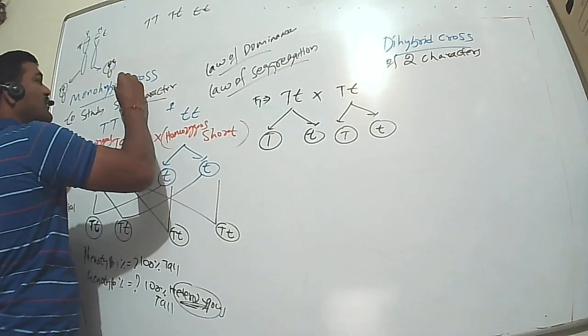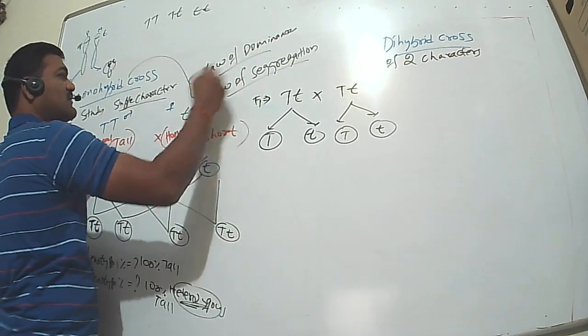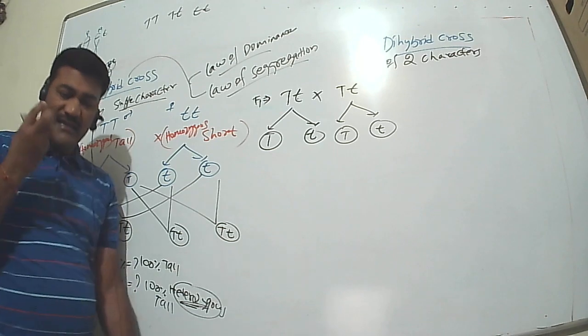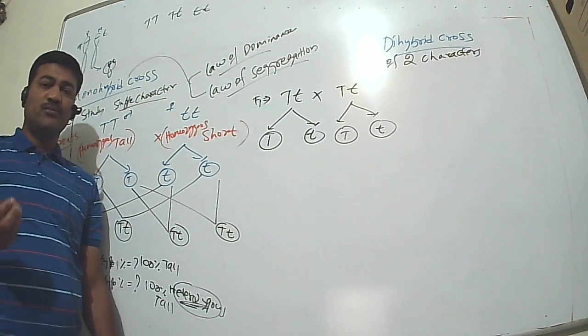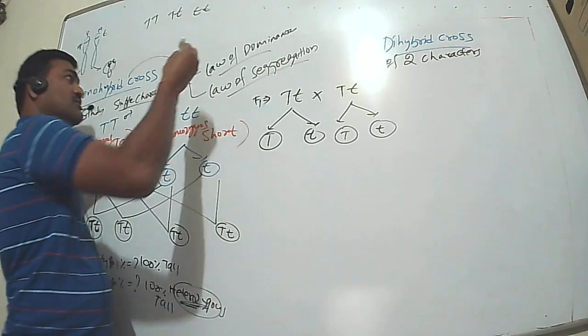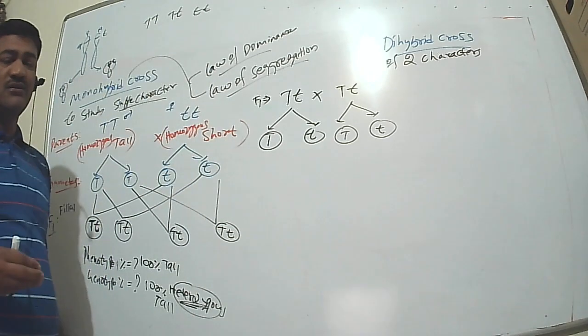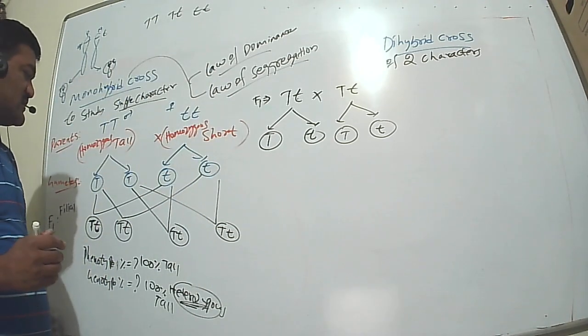Because, you know, the monohybrid cross finally gives us two laws. The essence of monohybrid cross produces two laws: law of dominance and law of segregation. What is law of dominance?